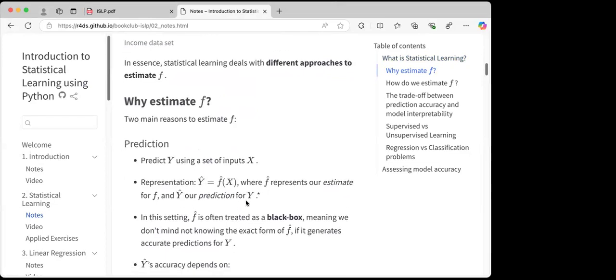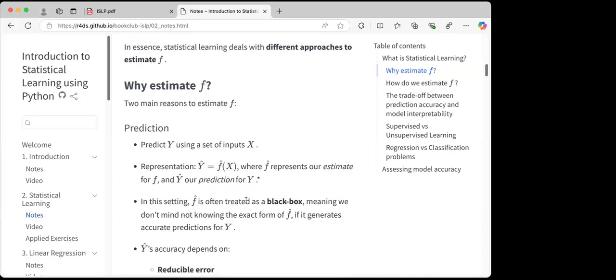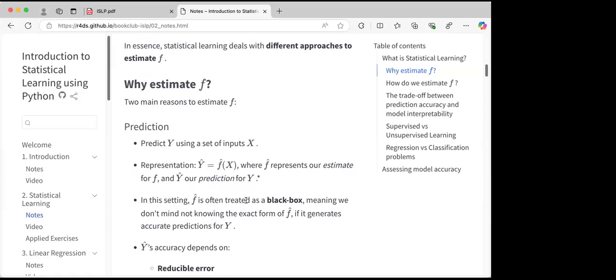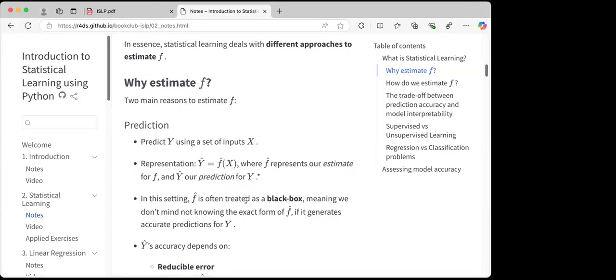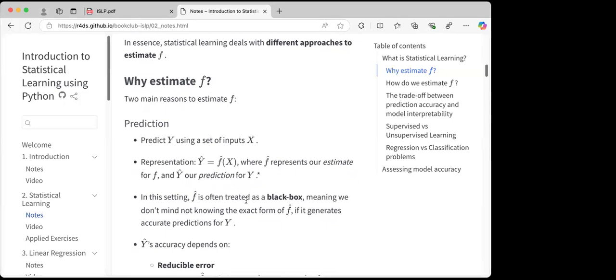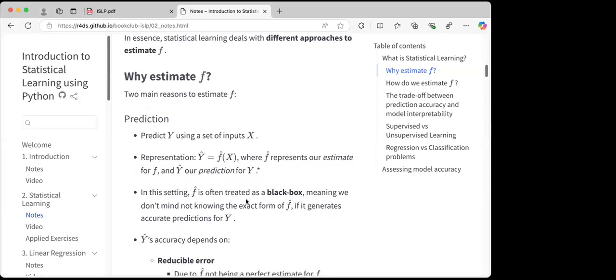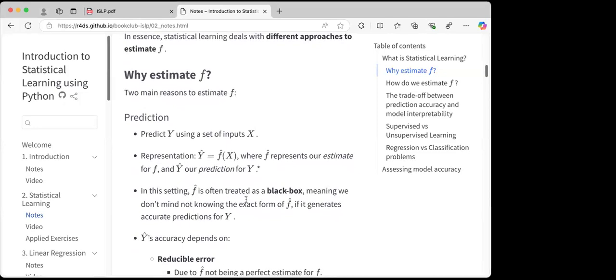So we want to estimate F so that we could get a predicted Y based on the predictor X. In this setting, F is often treated as a black box, wherein we just give it some input, and it gives us an output. But this is not always the case, and we'll see that when we want to do inference, because then the different X's would have some connection with Y. In that case, we cannot just treat F as a black box. We really have to understand what X is doing so that we could make connections and try to connect the patterns.